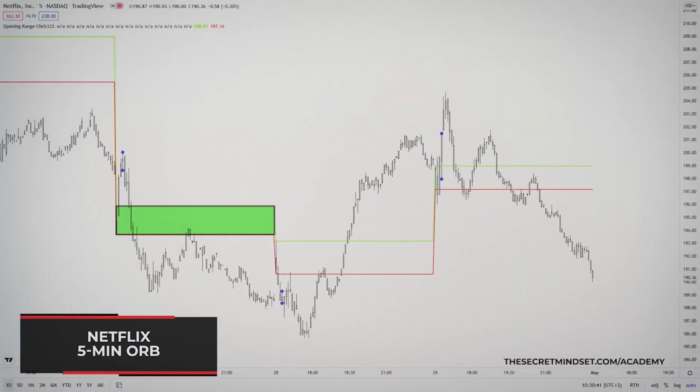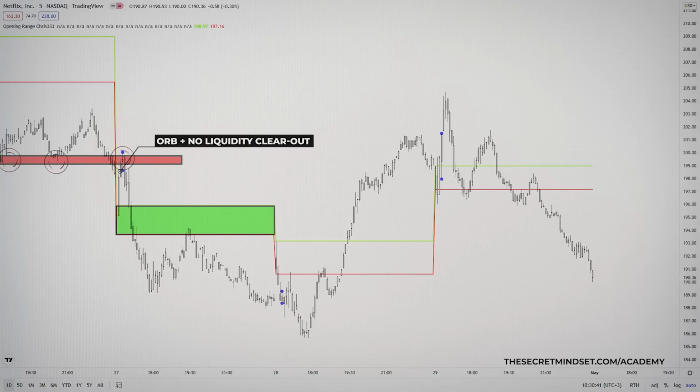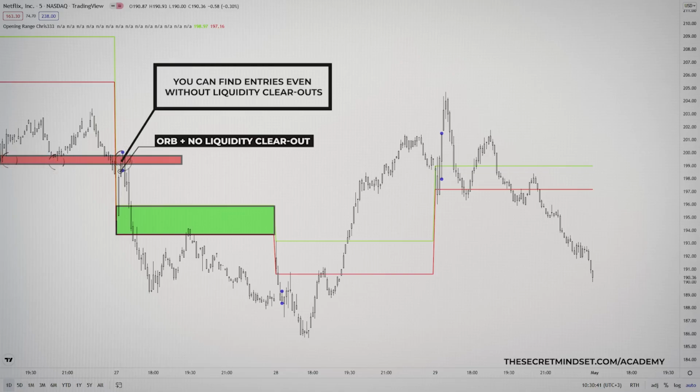During the first day, we have a breakout above the opening range resistance, but we don't have a liquidity clear out. But observe how fading the breakout proved to be a good opportunity, even without the liquidity clear out. Now in hindsight, I see this support level, which was broken, and now is acting as a resistance. And when the opening range was broken, the price found resistance at the previous support. The point is, you can come up with your own entries, even without the liquidity clear out.